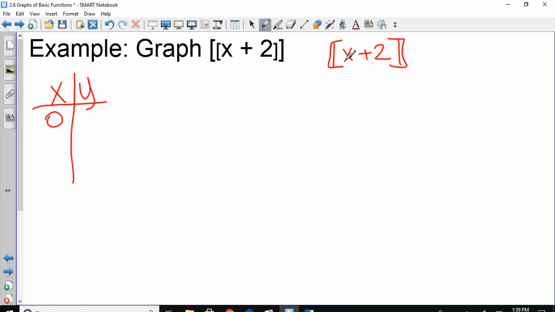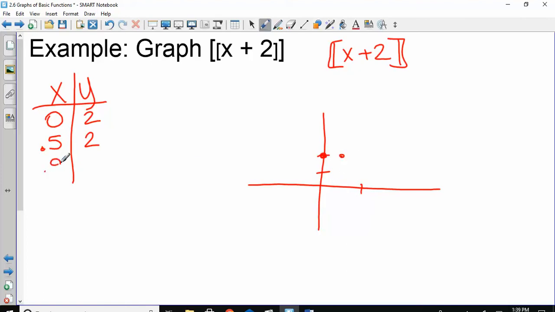So start with an integer value. If you plug in 0, 0 plus 2 is 2. The greatest integer of 2 is 2. So if I'm plotting this, I have a point at 0, 2. We have to put in decimals and fractions when we do this. So I just like the decimals. I'll go with 0.5. If I plug in 0.5, then I get 2.5. Greatest integer of 2.5 is still 2. So when I put in a half, I'm still getting out 2. If I put in 0.9, I get 2.9. Greatest integer of that is still 2.